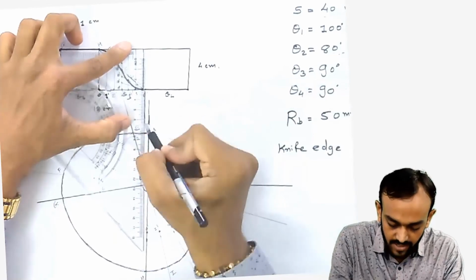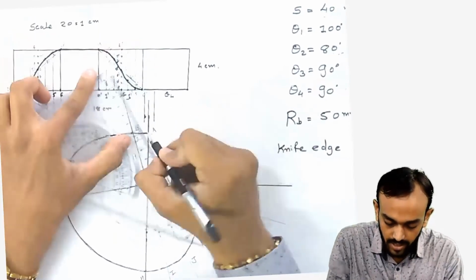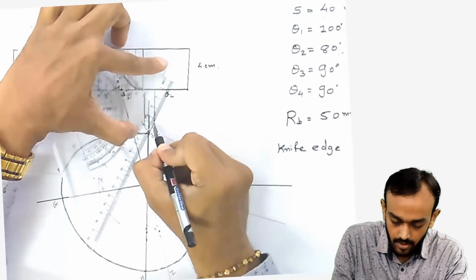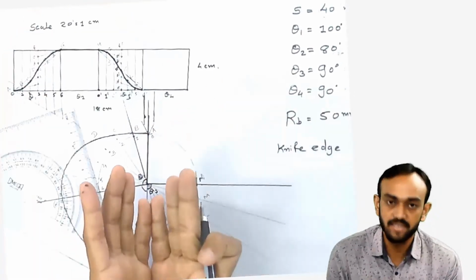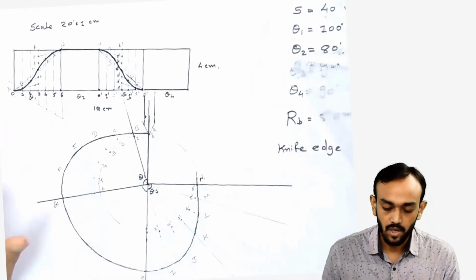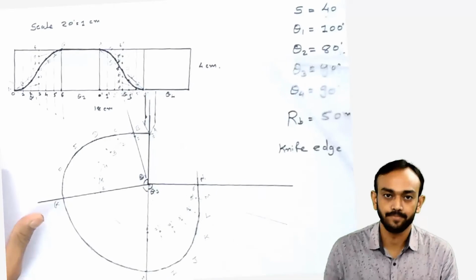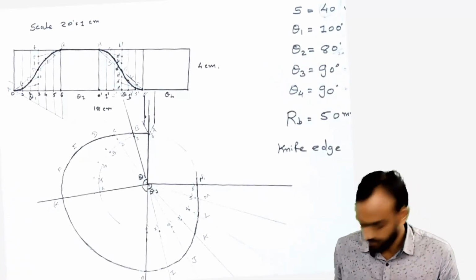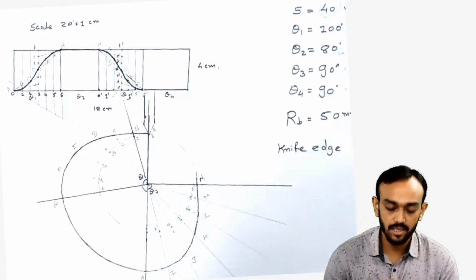At the end of the cam profile you can draw the follower like this. If a knife edge is specified, you have to draw the knife edge follower like this. There is no specific dimension, we just have to draw the knife edge follower. So we have got the cam profile here.